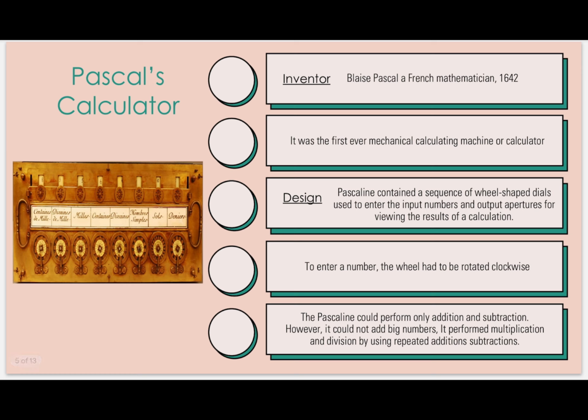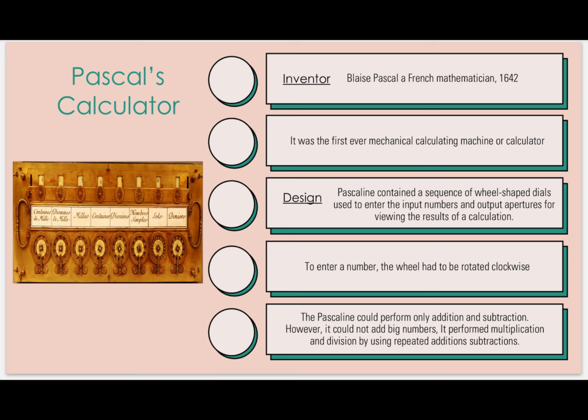Next, Pascal's calculator. Who invented it? Blaise Pascal, a French mathematician, invented Pascal's calculator. In which year? 1642. What was the specialty? It was the first ever mechanical calculating machine or calculator.